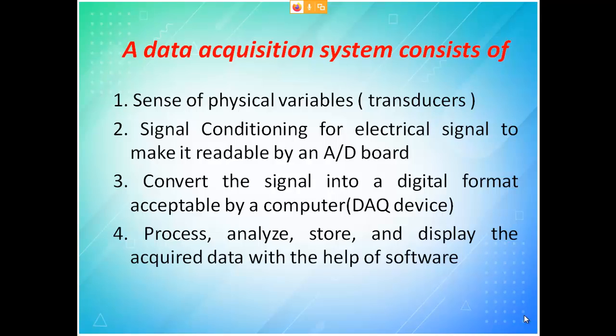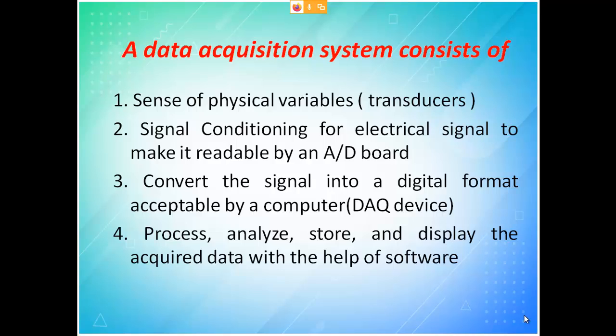So the third step is to convert the signal into a digital format acceptable by the computer. First comes the transducer, the second step is signal conditioning, and the third step is conversion of analog to digital. Then process, analyze and store. All this is the role of the computer. Process means predicting the next step you have to follow. Analysis means comparing with a reference, if you have one. Then store for future reference if you want, and display the adequate data with the help of software.